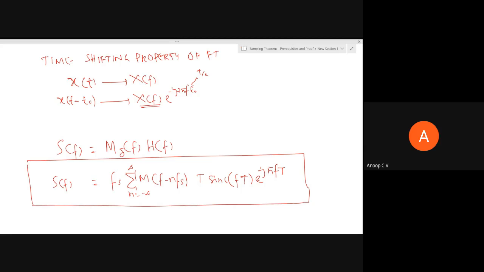Once I draw that, it will be more clear to you. So that's what we have done in today's class. We have derived the expression for S of f. In the next class, we'll try and plot this, and as a continuation of that, we'll come up with the solution for the reconstruction problem.